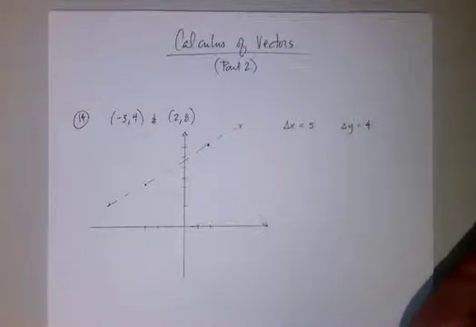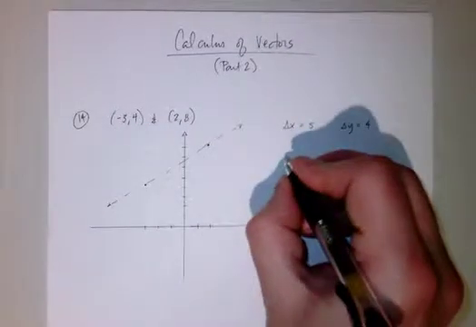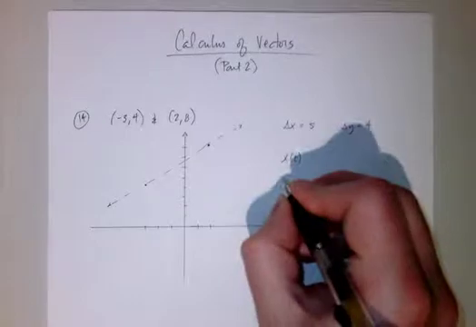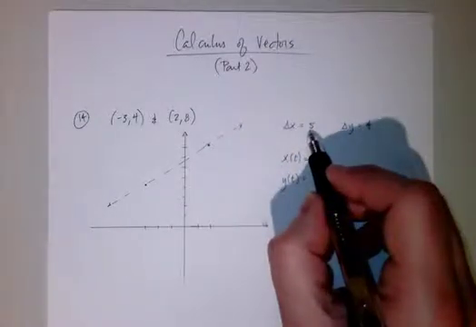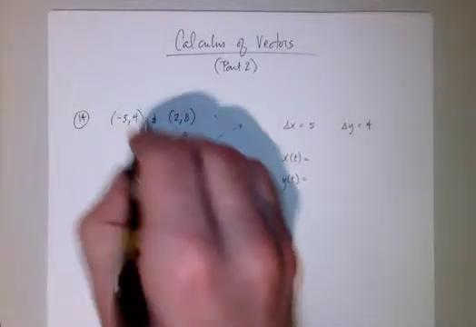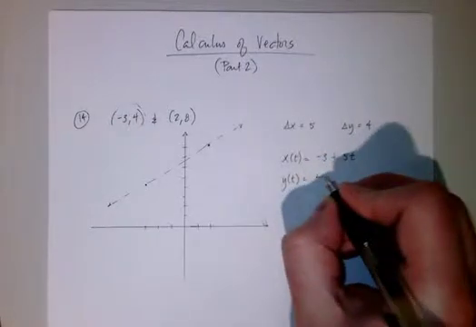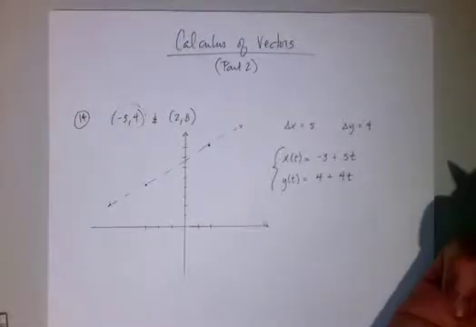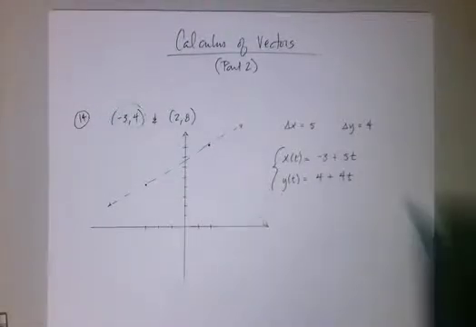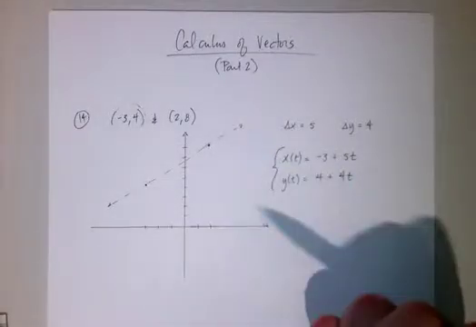And then for parametrics, all you need to do is pick one point or the other, and let's go ahead and pick this one. So we know that x of t and y of t are going to be, let's just pick this one as the point, -3 + 5t and 4 + 4t. And that would be a very good way of representing the parametric equation pair for that particular line.